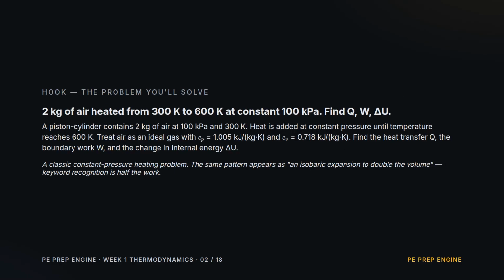Here's the problem. 2 kilograms of air in a piston cylinder at 100 kilopascals and 300 Kelvin. Heat is added at constant pressure until temperature reaches 600 Kelvin. Air is an ideal gas with the specific heats given. Find Q, the boundary work W, and the change in internal energy delta U. A classic constant pressure heating problem.